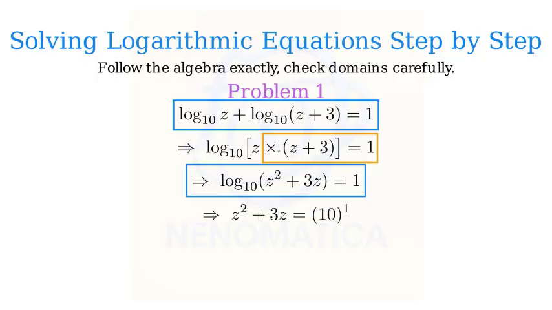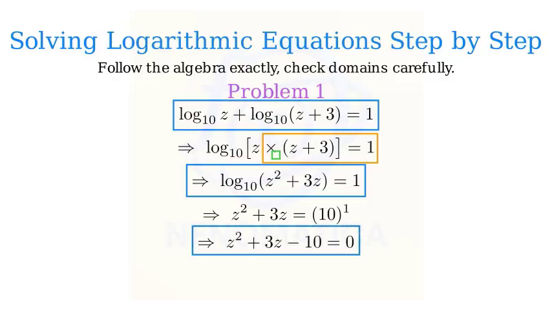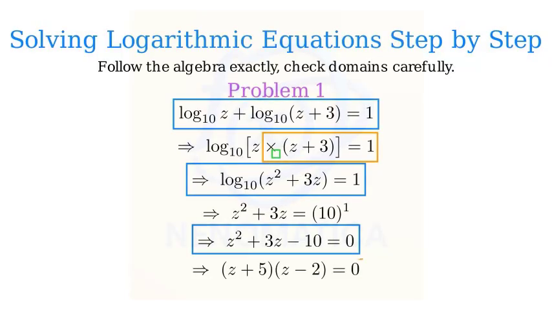Step 3. Convert to exponential form. If log base 10 of a equals 1, then a equals 10 to the first power. Step 4. Move all terms to one side to form a quadratic. Step 5. Factor the quadratic. Z squared plus 3z minus 10 factors as parenthesis z plus 5 times parenthesis z minus 2.